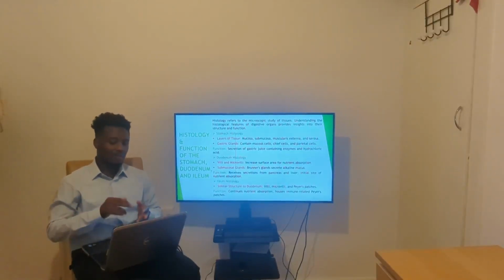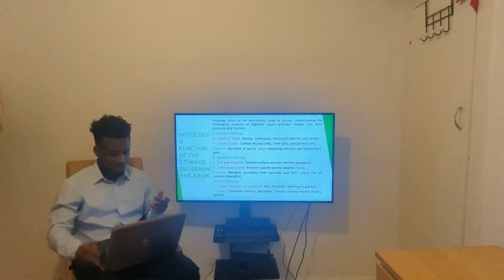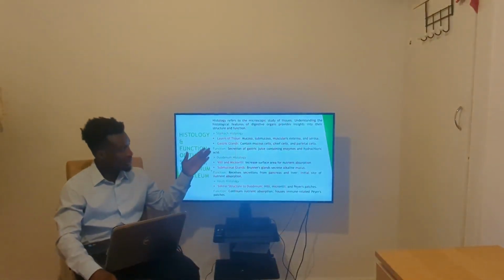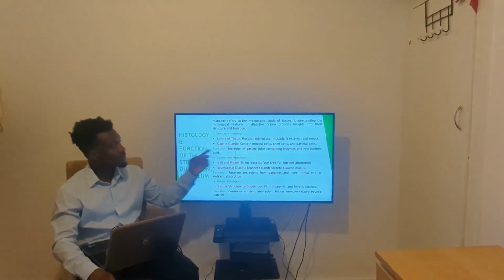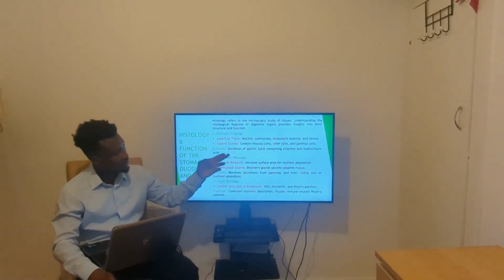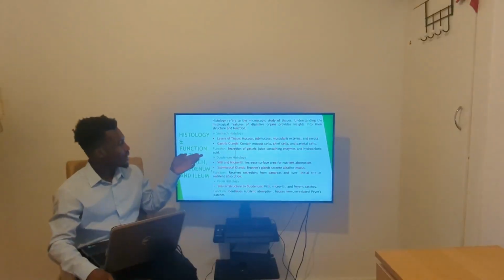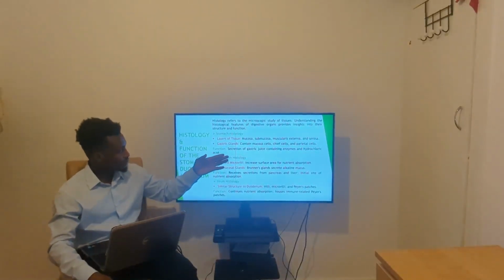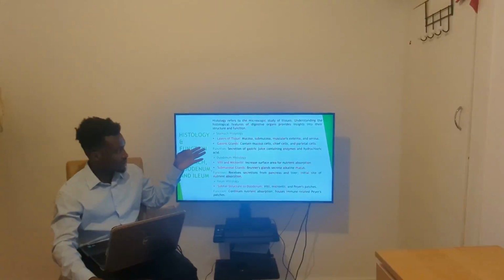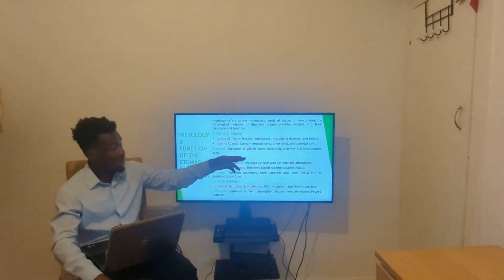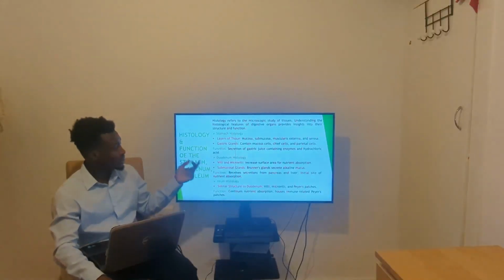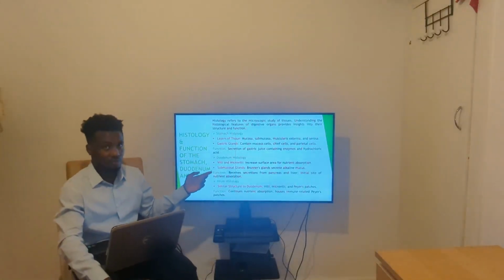The mucosa, submucosa, muscularis externa, and serosa are all the layers of the tissue. Then the gastric glands contain mucous cells, chief cells, and parietal cells. The function of the layers of the tissue and gastric glands is they secrete juice containing enzymes and hydrochloric acid. Then next is the duodenum histology.